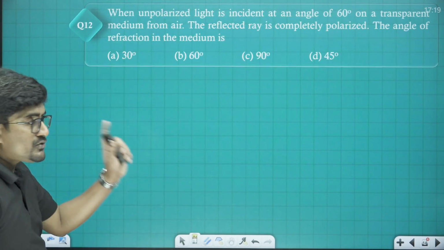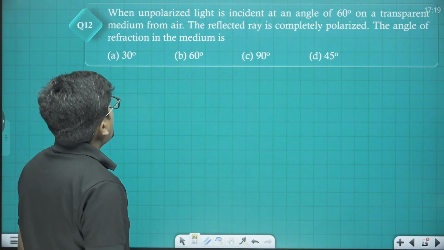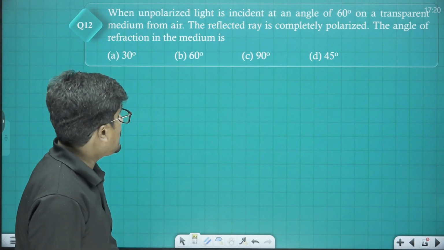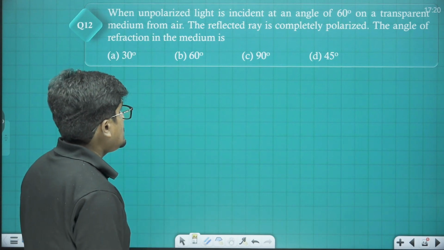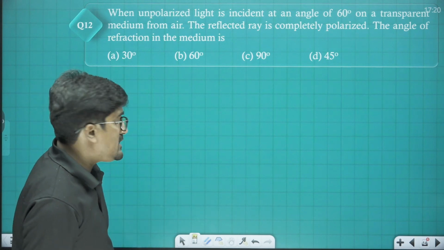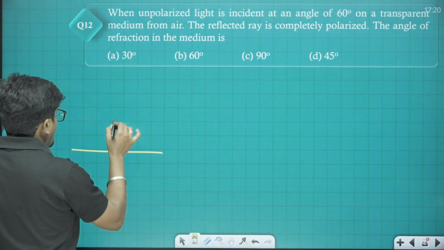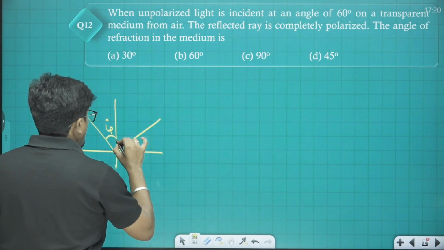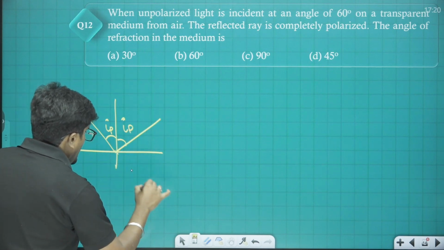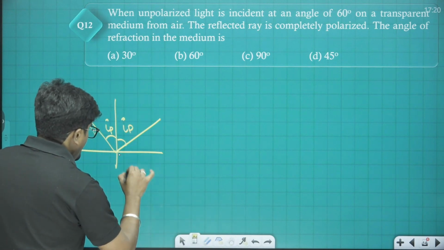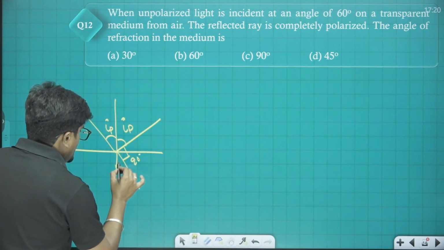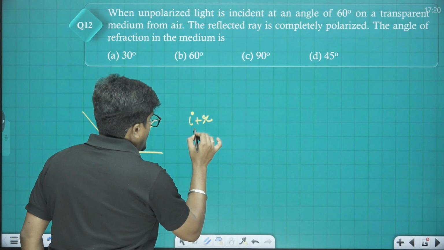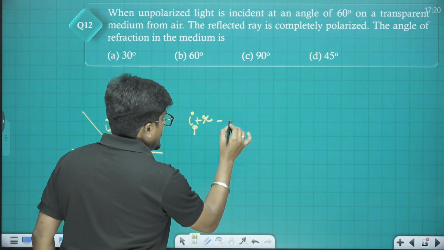Moving to the next, that is question number 12. When unpolarized light is incident at an angle of 60 degree on a transparent medium from air, the reflected ray is completely polarized. Then the angle of refraction in the medium is. So basically this is polarization by reflection, that is Brewster's law. Here this is i suffix p, here also it needs to be i suffix p only. And here the angle between these two needs to be 90 degree, and here this is r. You all know that if this is the case, then i suffix p plus r needs to be what?